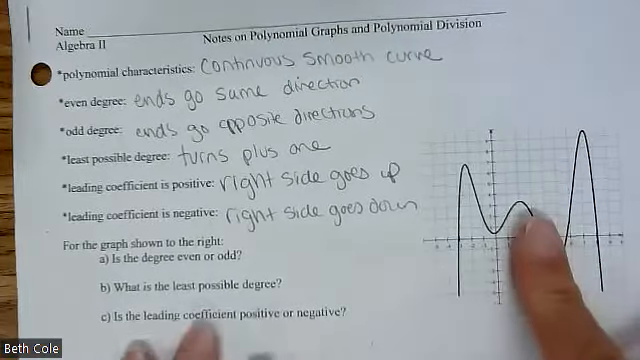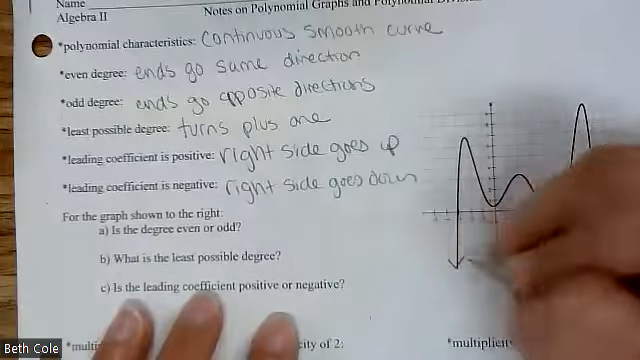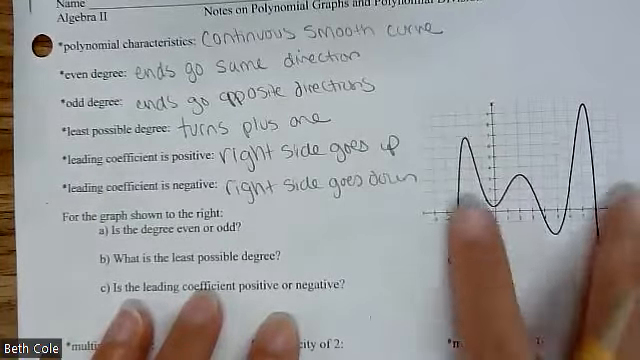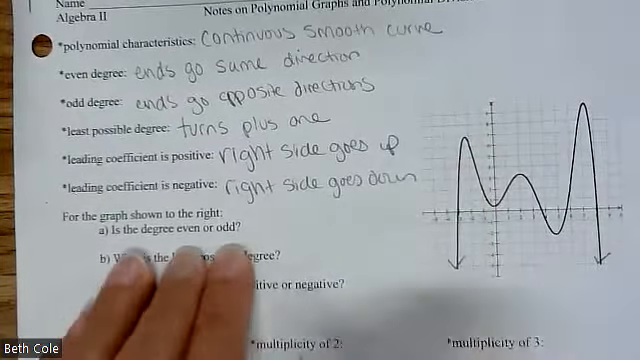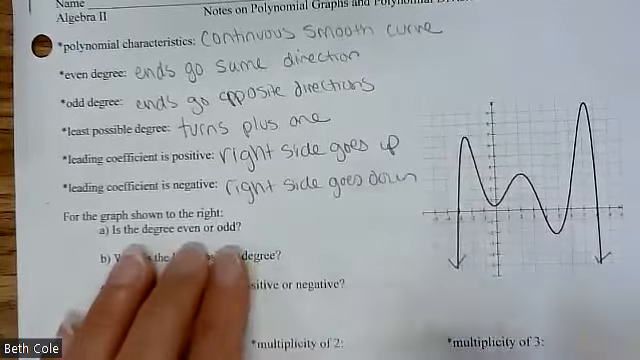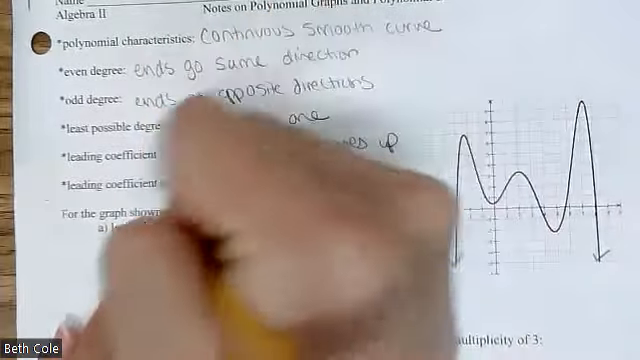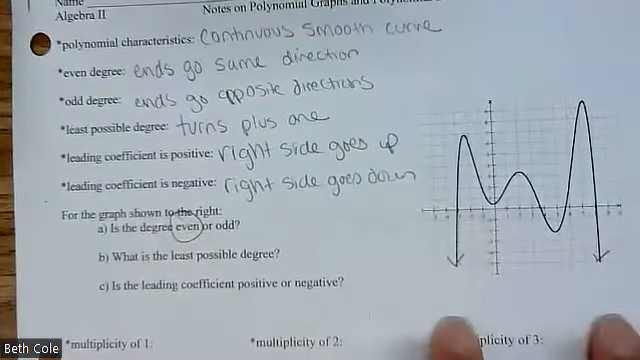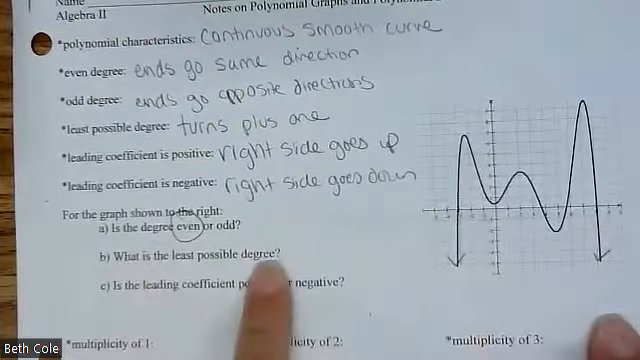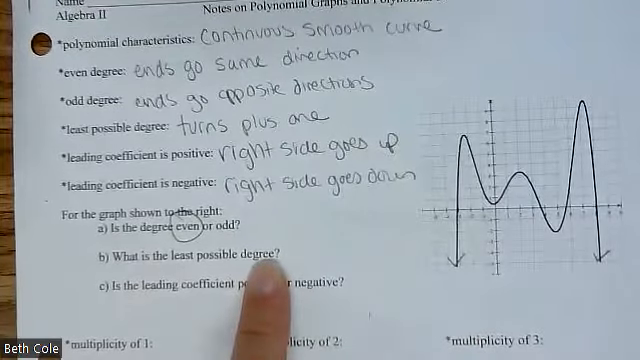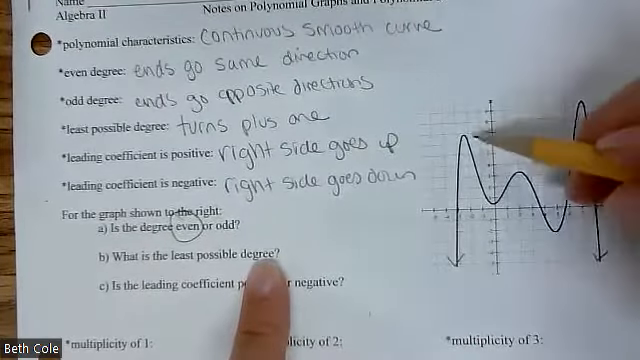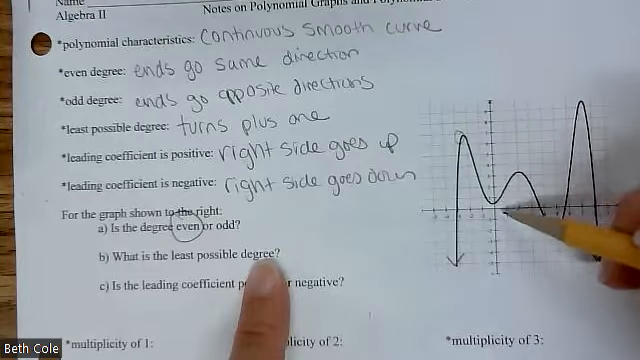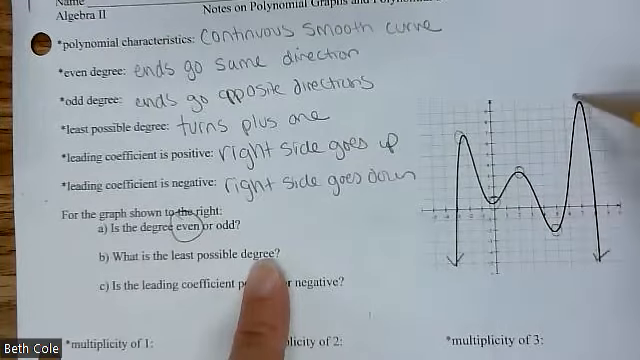So let's answer some questions about this graph right here. And yes, these should be arrows on the ends of that if you want to throw some arrows on going forever. So what do you guys think? Is the degree even or odd? Even is correct. Why is that? Go in the same direction. What is the least possible degree? You're going to count up the turns and then add 1. So let's point to them. Here's 1, 2, 3, 4, 5.